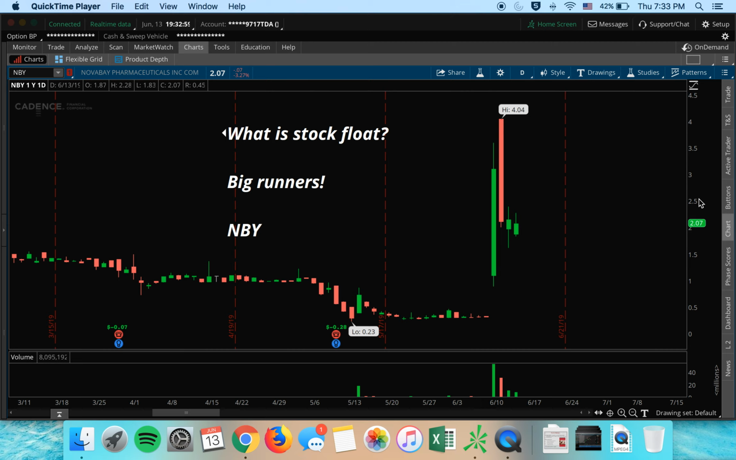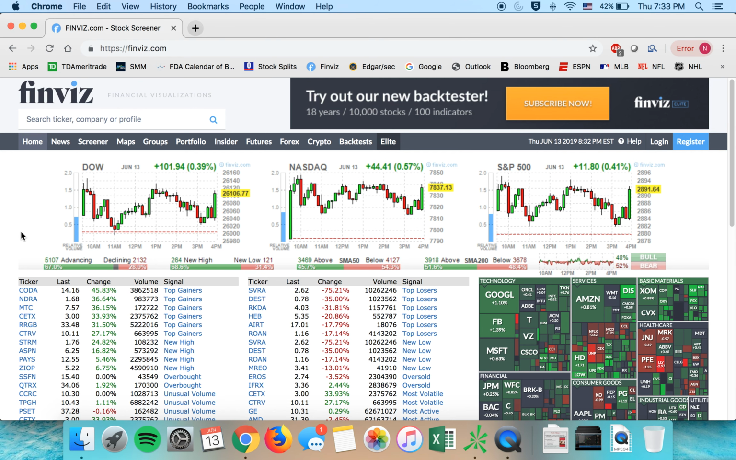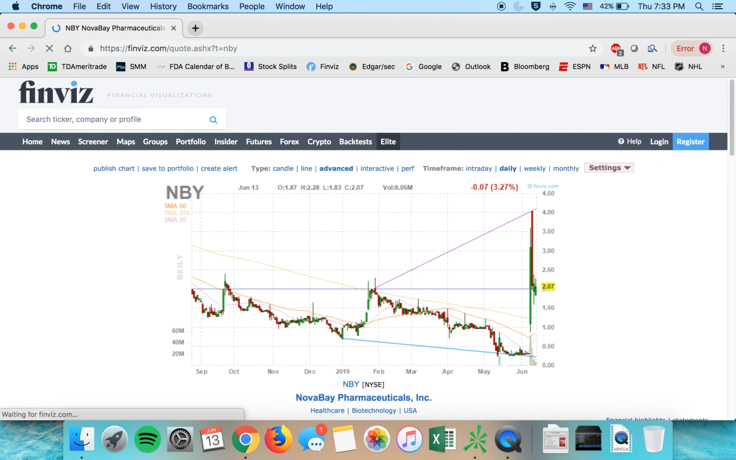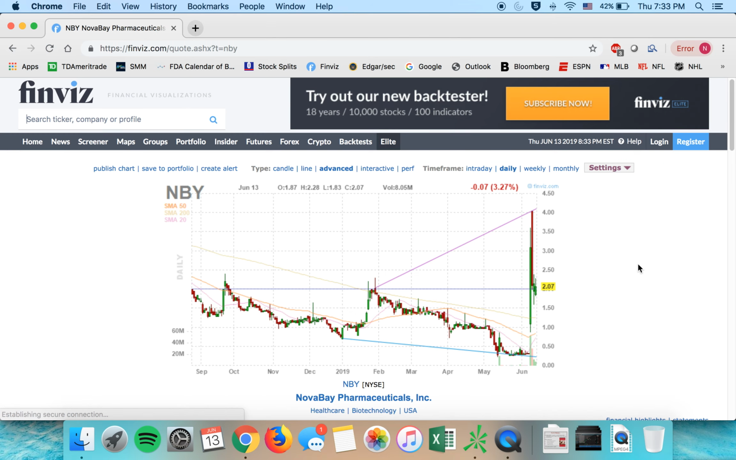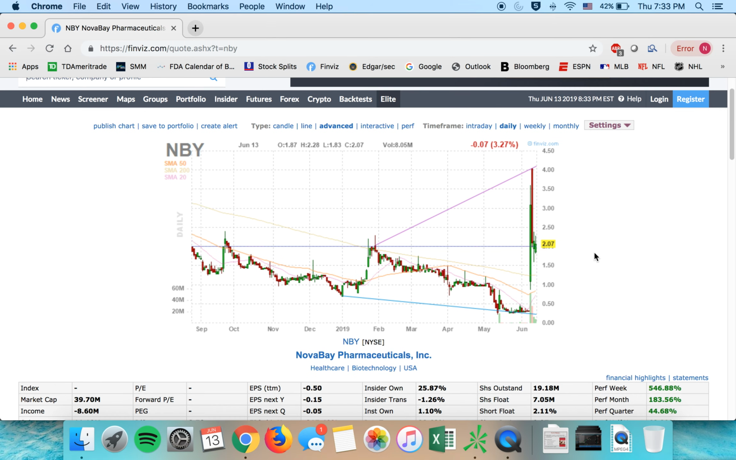So, how can you find a stock's float before you trade it? If you go to your browser and go to finviz.com, I would highly recommend you bookmark this page, not only for the float, but just to do basic screening. It's really good to look at just simple fundamentals for companies and charts and whatnot. But anyways, if you type in whatever stock you're looking for, it'll pull up the daily chart for the stock.